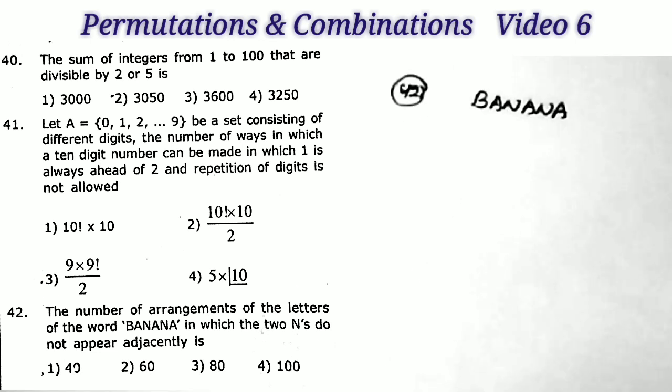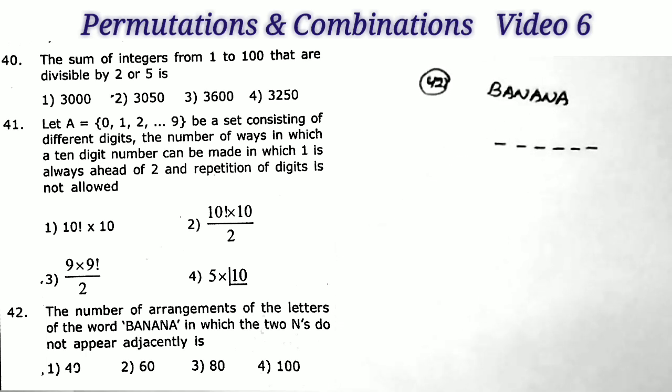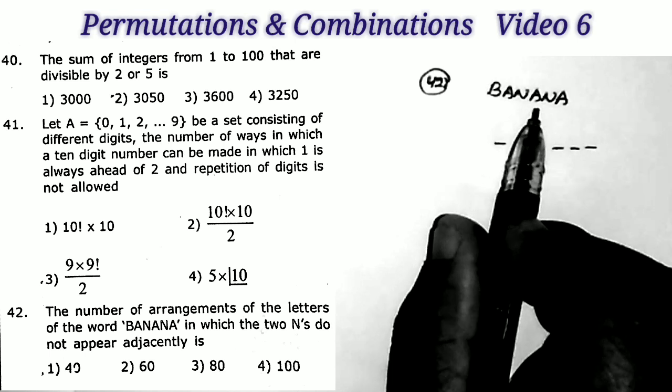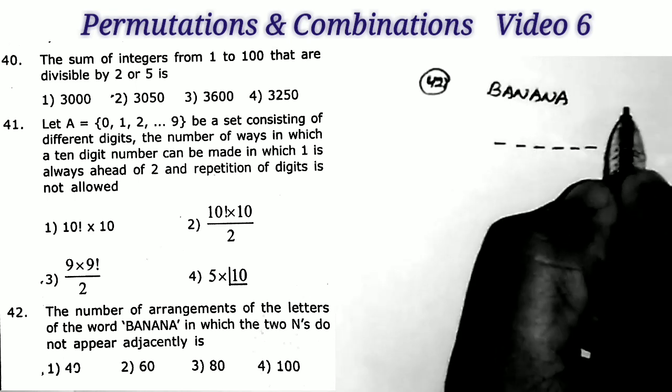That's all. Next question, sum number 42. The number of arrangements of the letters of the word banana in which the two N's don't appear adjacently. Listen. The number of ways of arranging the letters of the word banana. What is the condition? The two N's don't come together.